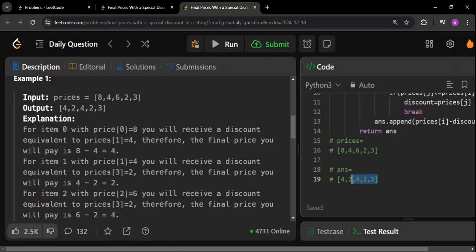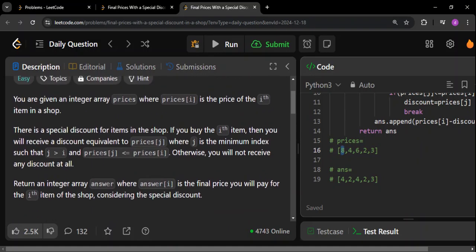So this is going to be our final discounted prices, and that is going to be your answer. Okay, so as you can see, it is matching. So what you have to do, for every price you have to find the next smallest price. For example, this price is 8, right? You have to find the next price which has a value less than or equal to the current price. For example here 4, that is going to be the discount for this price. Okay, as simple as that.